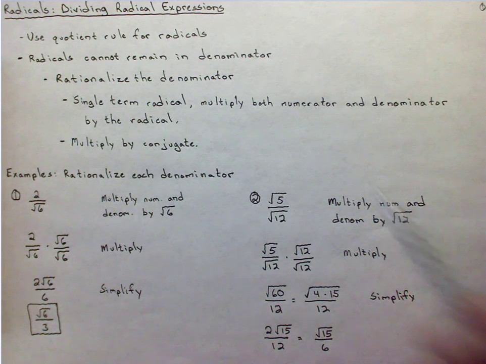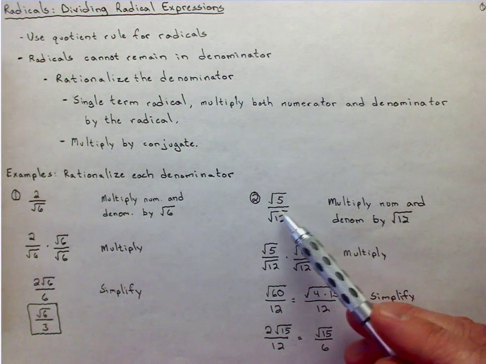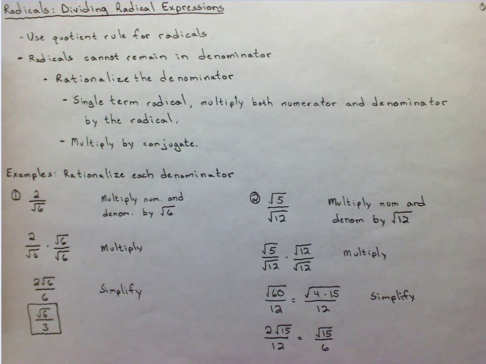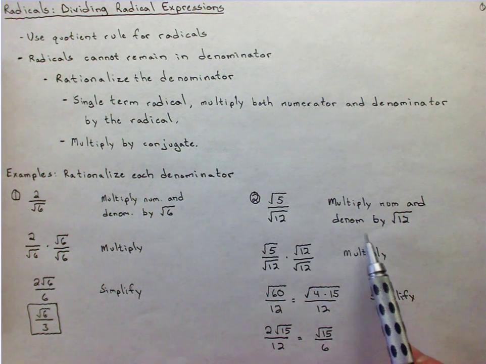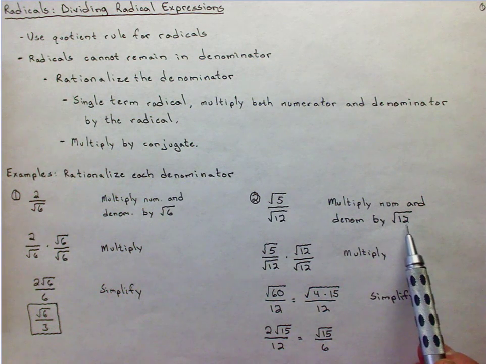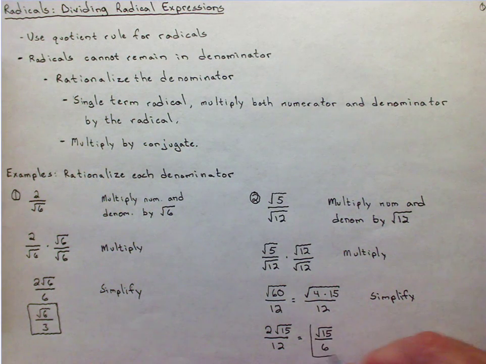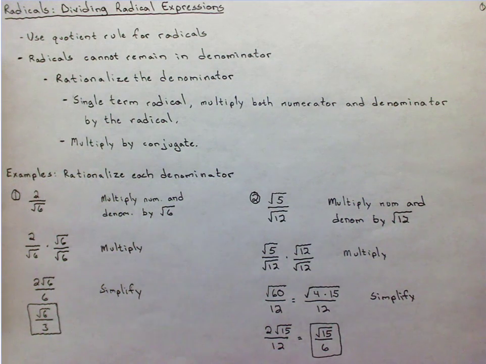Again, I have radical 5 divided by radical 12. I'm going to multiply both the numerator and denominator by the square root of 12. So I multiply through. I end up with the square root of 60 over 12. Simplify the square root of 60. I end up with 2 square roots of 15 over 12. The 2 and the 12 will simplify to 6. My final answer, square root of 15 over 6.